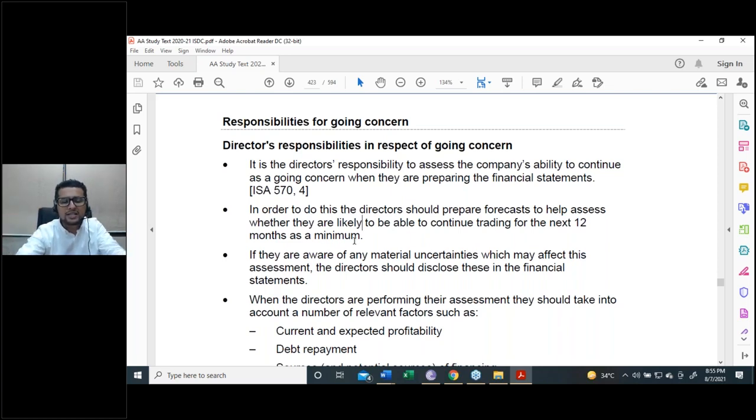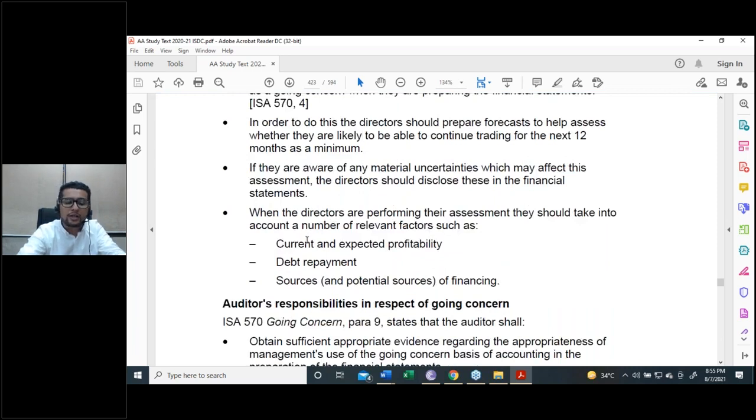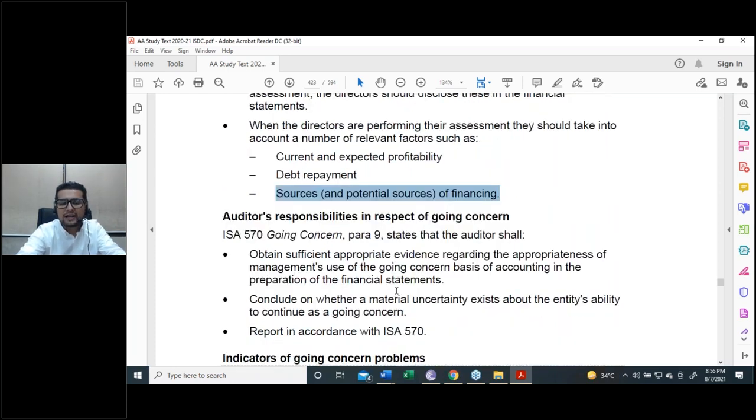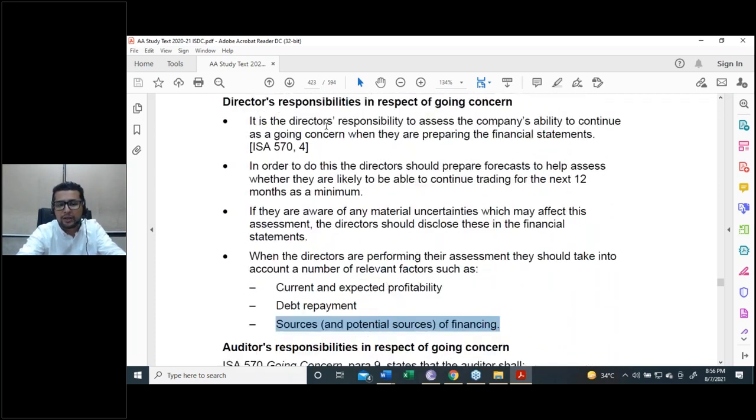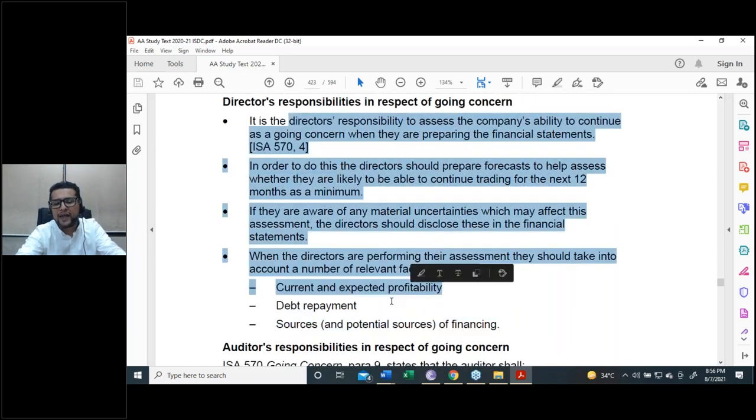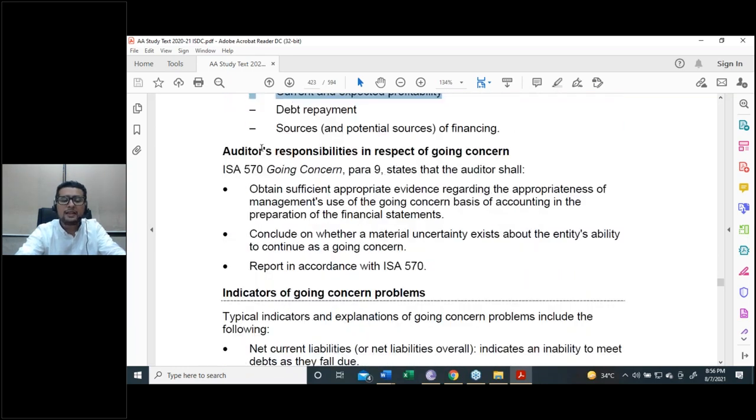How are directors going to judge whether they are a going concern company or not? I think they are going to check the current and expected profitability. They are going to check whether they will be able to pay off the loans. They are going to evaluate the financing arrangements. Once the directors are confident that they are a going concern company, they are going to prepare financial statements on going concern basis.